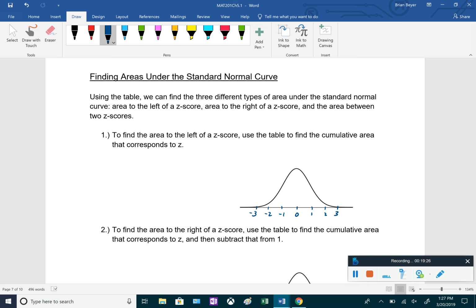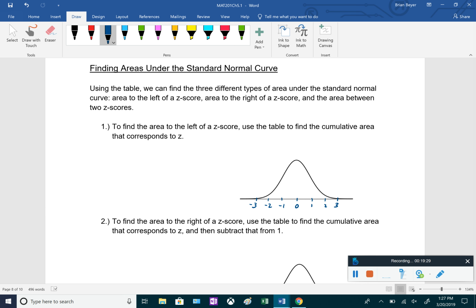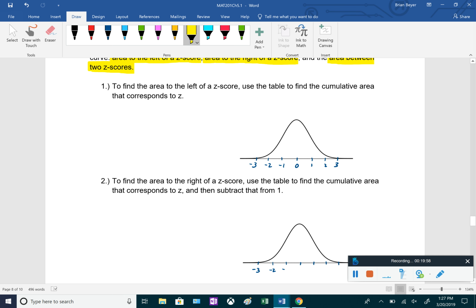So far, we've just found the area to the left of a z-score underneath the standard normal curve. There's also 2 other types of areas that we can find. So there are 3 total. We can find the area to the left, which is what we've been doing. We can find the area to the right, or we can find the area between 2 z-scores. So those are the 3 types of questions that we can answer from this table. So let's do all 3 here.